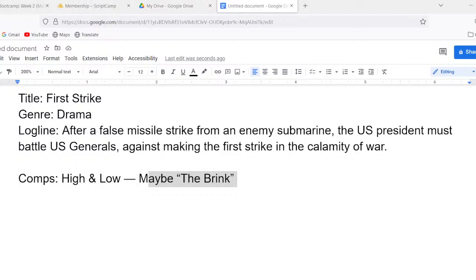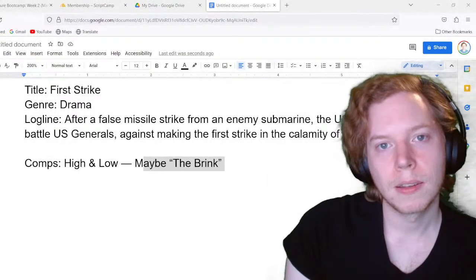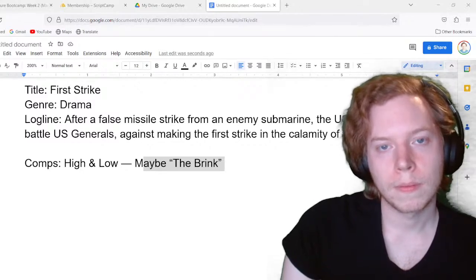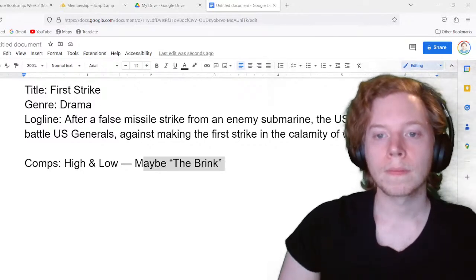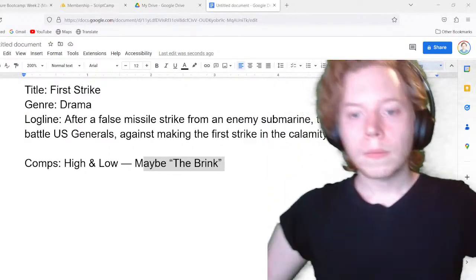So after a false missile strike from an enemy submarine, the U.S. president must battle U.S. generals against making the first strike in the calamity of war. In the calamity of war. He's trying to convince them not to do the first strike. Is that right? Yeah. I guess, doesn't he have the final say? So the U.S. president doesn't want to do it, but generals and everyone else is telling him, you have to do it. This is just a false missile strike, but what if it's real next time? What if they hit Florida?